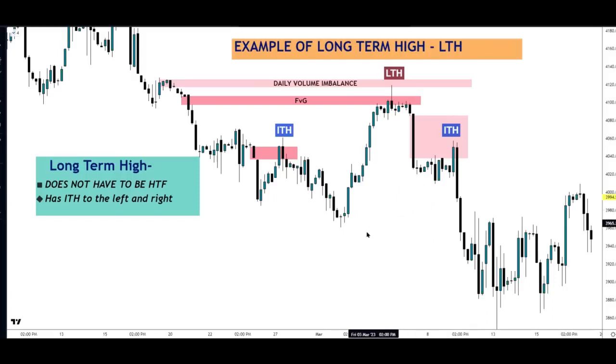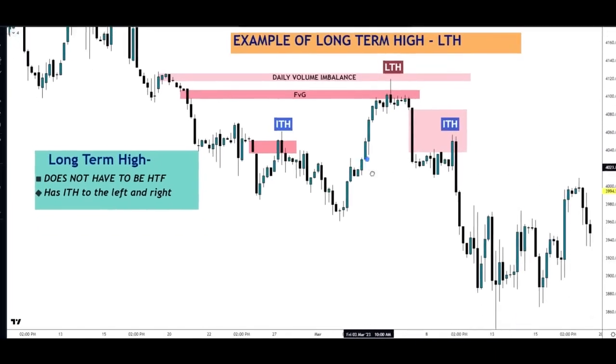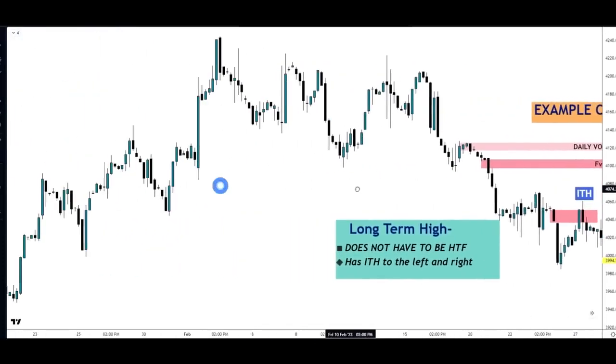And when they are violated, that's going to tell you that there's a change in character, like a legit change in character, not a break of structure, but a legit change of character, because now the fair value gap's being violated. That's one. And then two, the intermediate term high is being violated. And then it's usually a leading sign of what's to come.